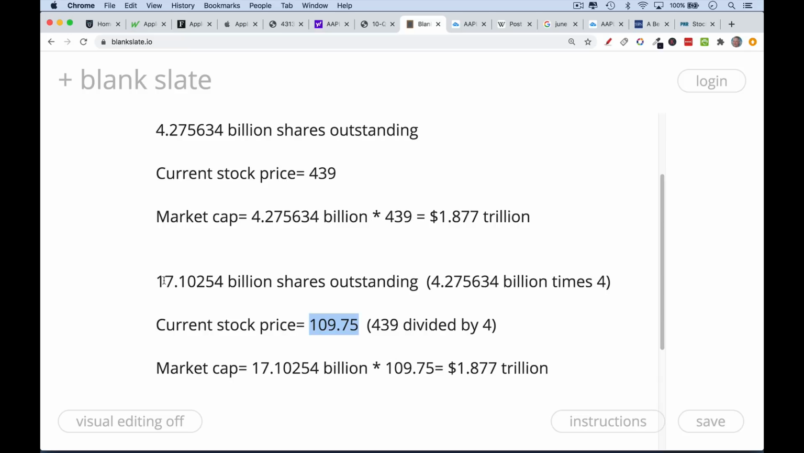So basically, if you take 4 times as many shares and 1/4 of the price, I think you can see you end up with the same market cap. It's not going to change the value of the total market cap or valuation of the company.